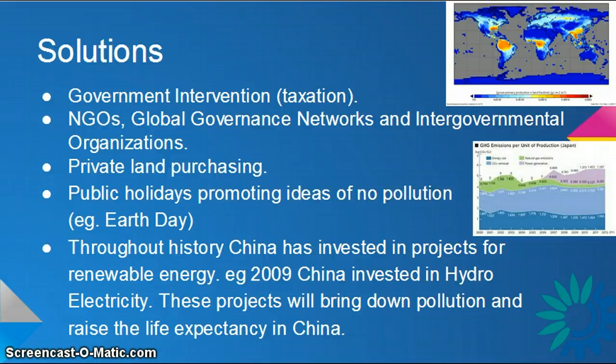The last possible solution is the investment in renewable energy like hydro, wind, and solar energy. We look at China. Throughout history, China has invested in projects for renewable energy. For example, in 2009, China invested in hydroelectricity, and they continue to use it to the present day. These projects will bring down pollution and raise the life expectancy in China, as well as help clear the atmosphere, due to lack of CO2 being emitted in the air.